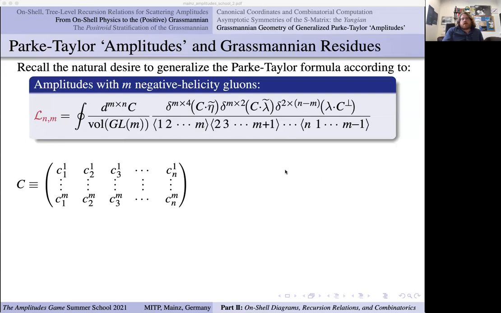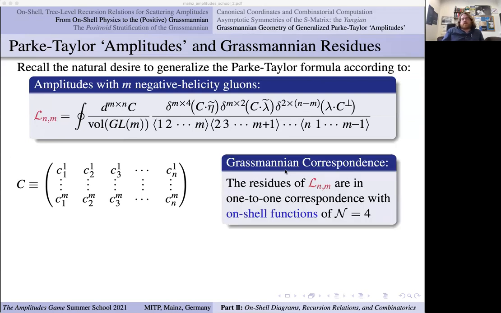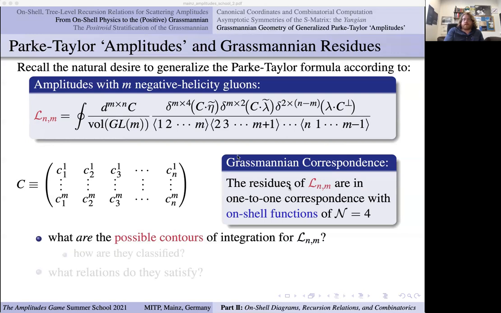So it was later proved, shortly after this kind of ansatz was made for BCFW terms, that the residues of this thing are in one-to-one correspondence with on-shell functions in N=4. So that means that the problem of enumerating on-shell functions or drawing them is equivalent to the mathematical problem of: take this differential form on the Grassmannian, and what are all of its residues?